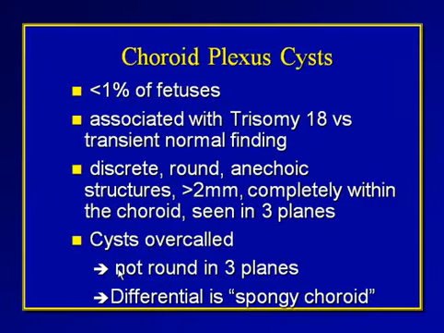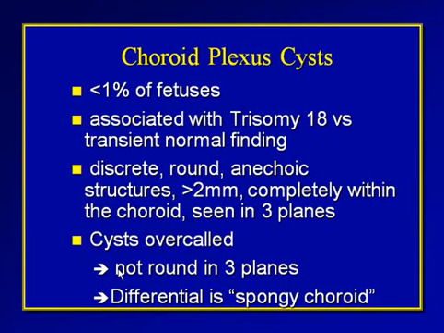A few words about choroid plexus cysts. These occur in less than 1% of fetuses and are associated with trisomy 18, but as we know, choroid plexus cysts are often a transient normal finding. And when we see a choroid plexus cyst, it probably is more often normal statistically than associated with trisomy 18.